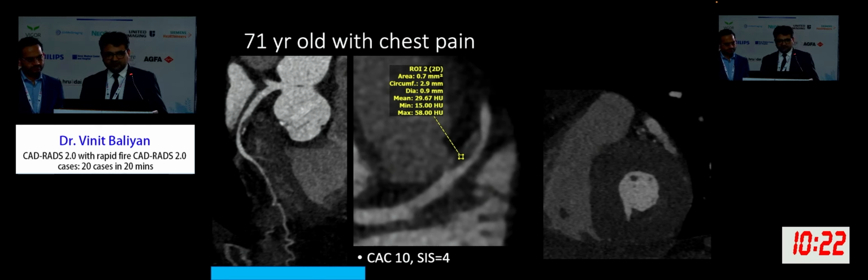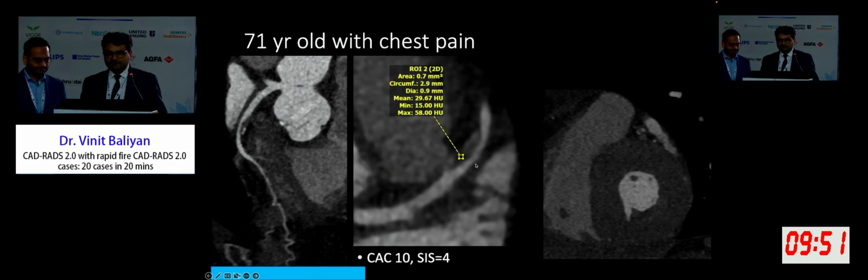All right, next question. A 71-year-old male with chest pain, and we see there is some plaque in this left anterior descending. Is that left anterior descending? Looks like. And then we have this partly calcified plaque. Looks quite bulky, positively remodeled. And we have this ROI here, which gives you a mean attenuation of around 30 Hounsfield units. And stenosis, kind of, maybe.